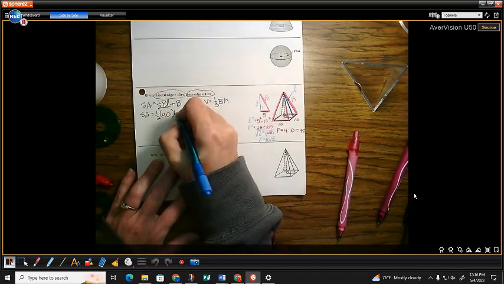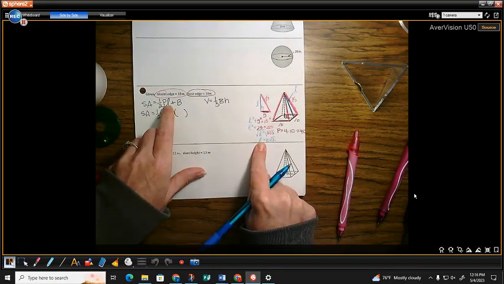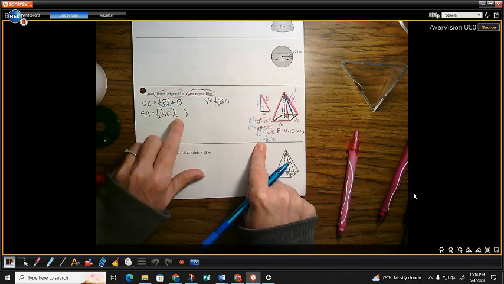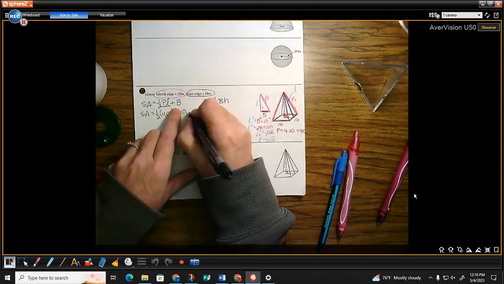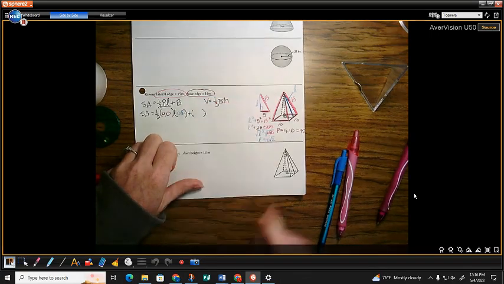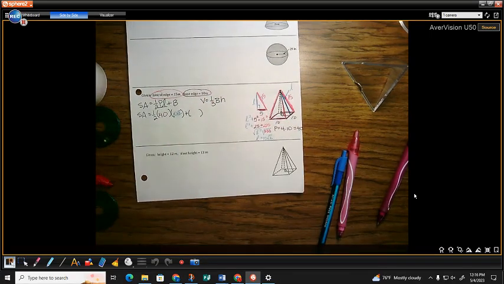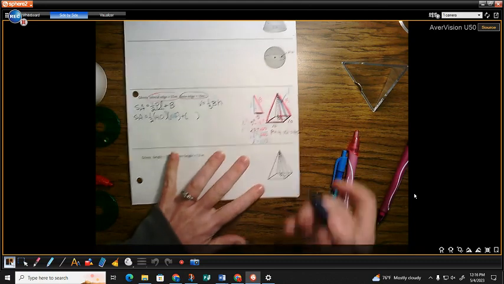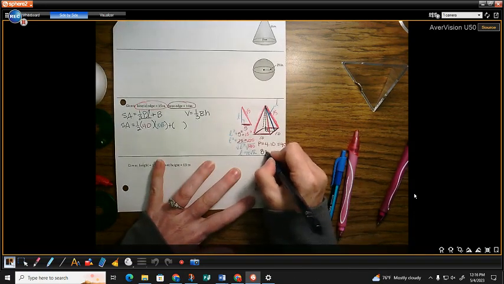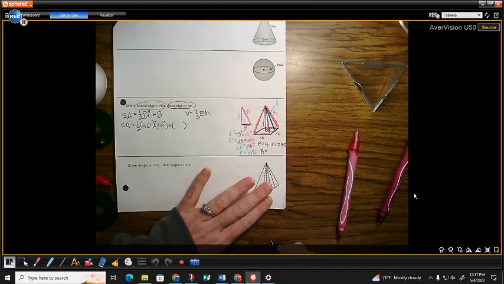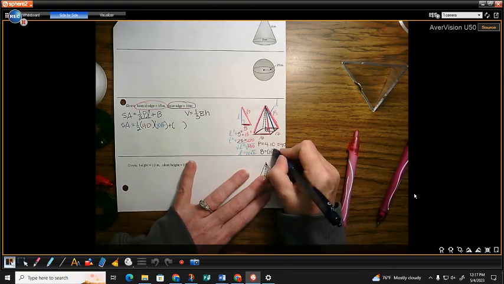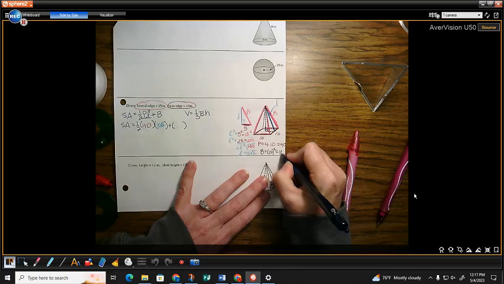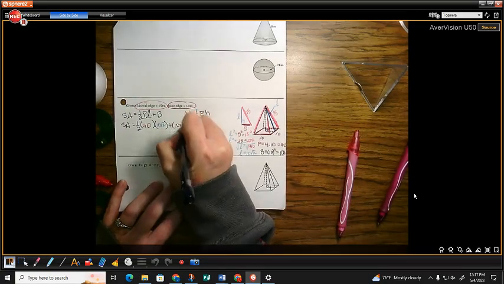So I'm going to come over here now, and that's my slant height that I'm going to put right here in my formula. And then I have to do plus the area of the base. Do I know my area of base yet? Not yet. So I have to do the area of my base now. How do I get the area of a square? 10 squared, which will be 100. So I can come put that in now.